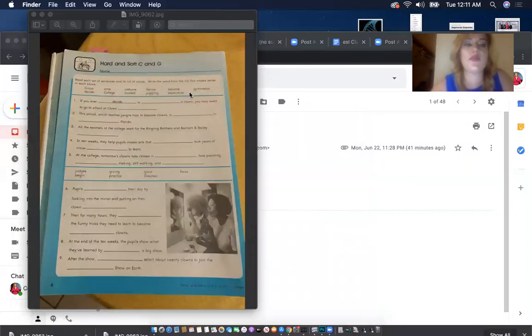And it says, read each set of sentences and its list of words. Write the word from the list that makes sense in each blank.